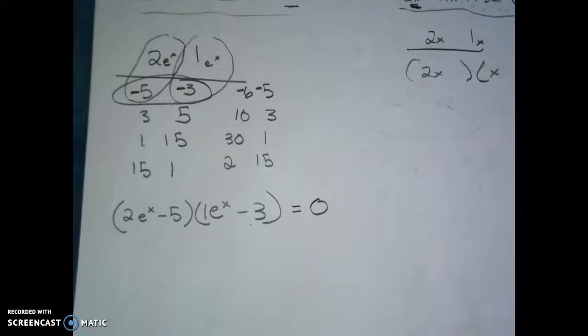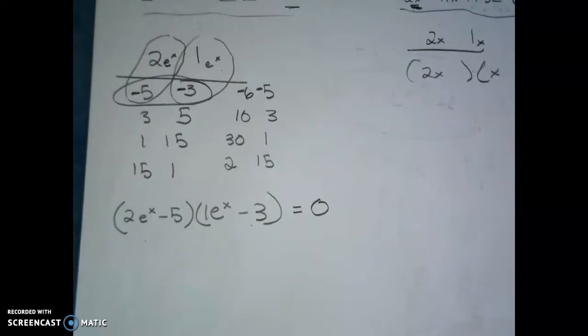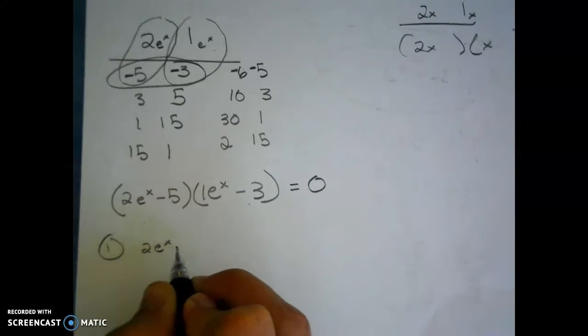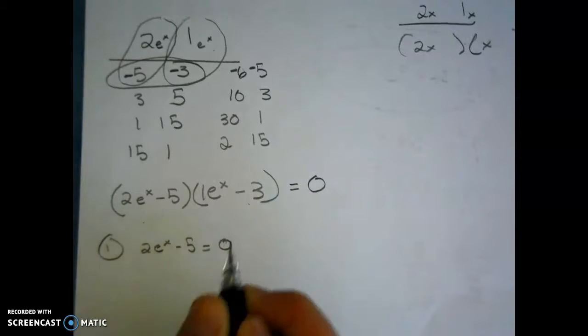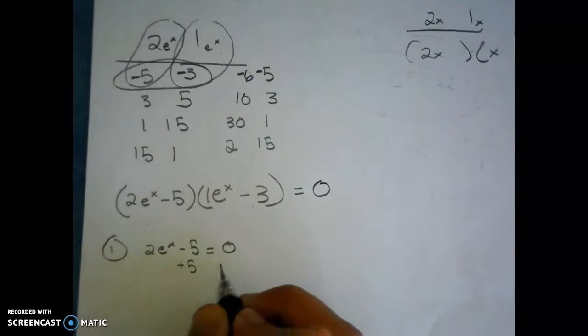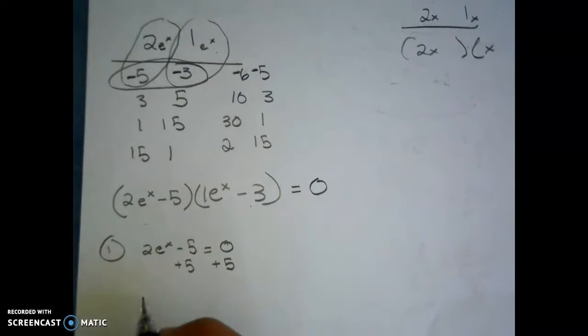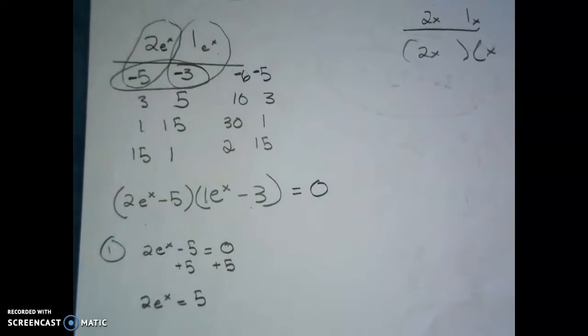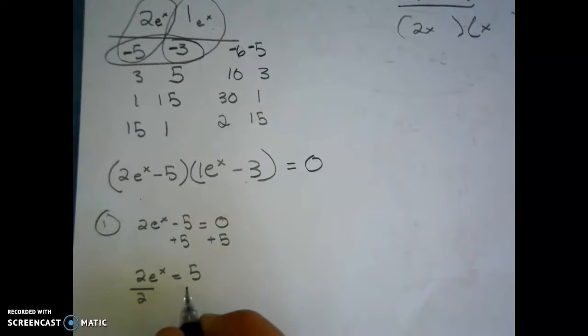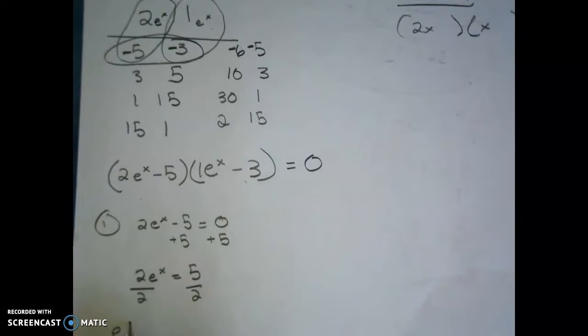Now we can set both of these equal to 0 and then solve. The first one: 2 e to the x minus 5 is equal to 0. I want to solve for x, so I add 5 to both sides. Now I have 2 e to the x is equal to 5. e to the x is still not by itself, so I divide by 2 on both sides. I get e to the x is equal to 5/2.